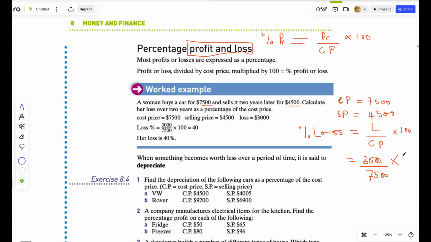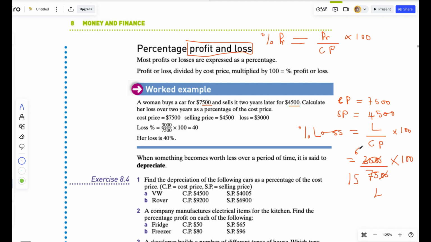Why are we multiplying by 100? Because we are doing percentage loss, not just loss. If you are doing just loss, you don't need to multiply by 100. So when we multiply by 100, these two zeros cancel. 5 goes into 30, you get 6. 5 goes here, 5 goes into 7, you get 1. 5 goes into 25, you get 5. So you get 6 over 50.